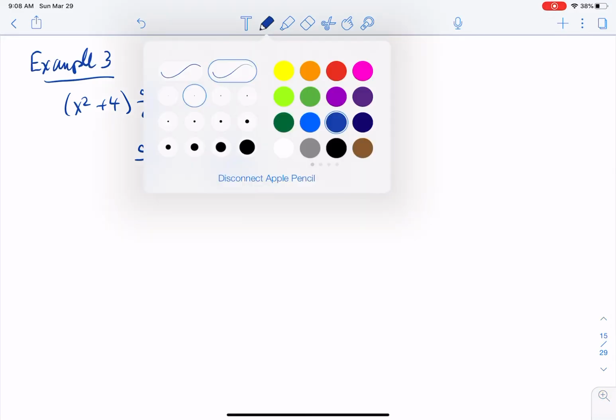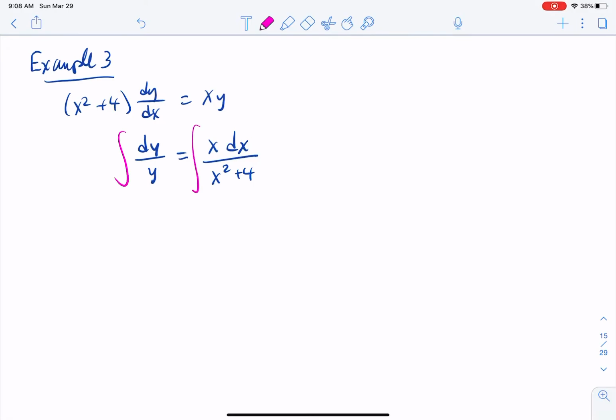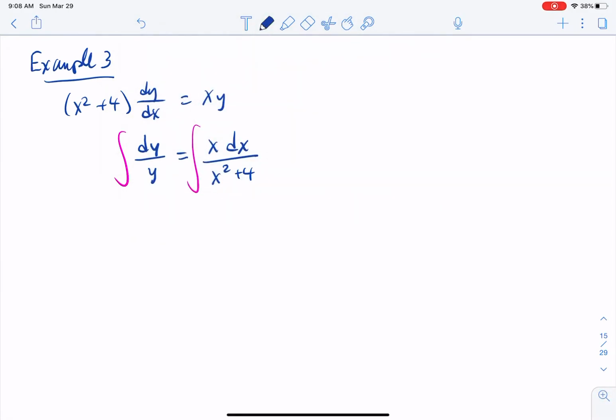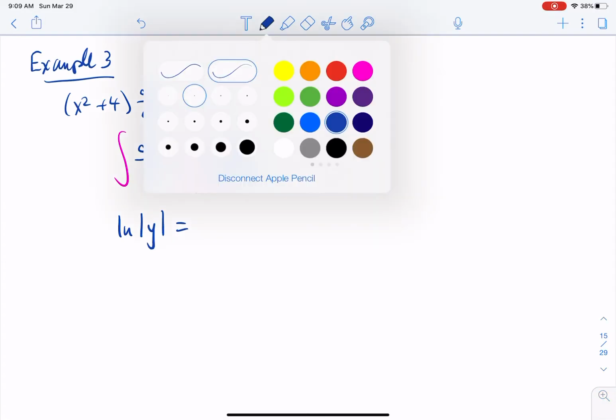Now I want to take the antiderivatives of both of these sides. On the left-hand side, dy over y, it's the same thing as du over u. That is the natural log of, don't forget it, the absolute value of y. Okay, and then over on the right-hand side, it looks like I need to do a little bit of u substitution here.